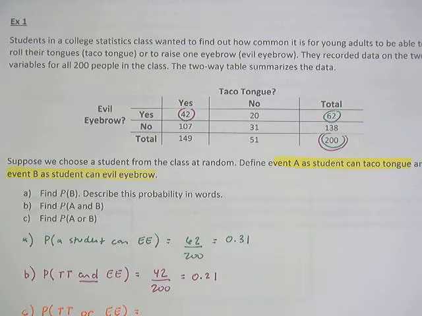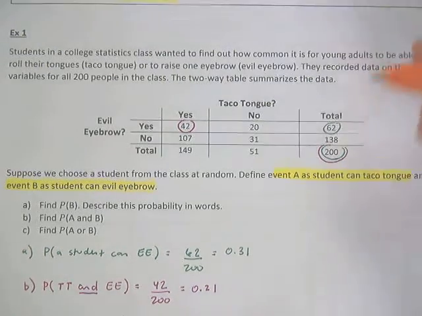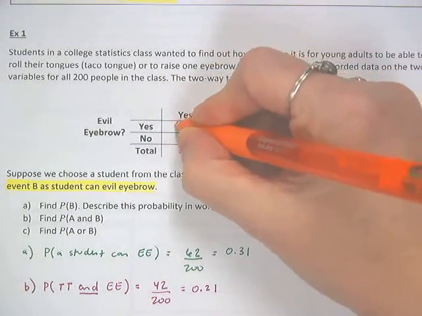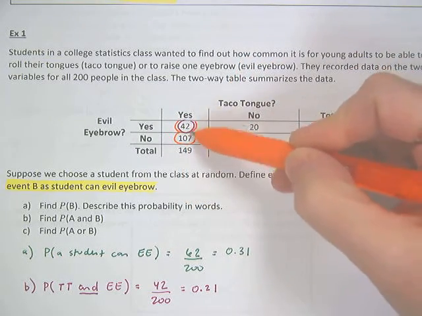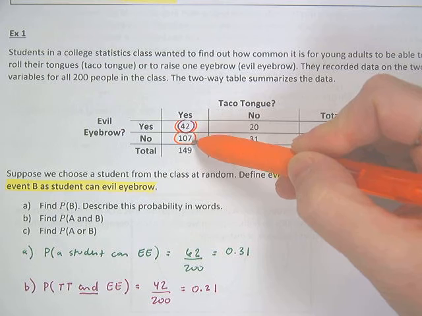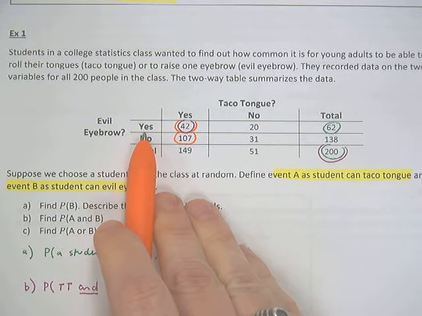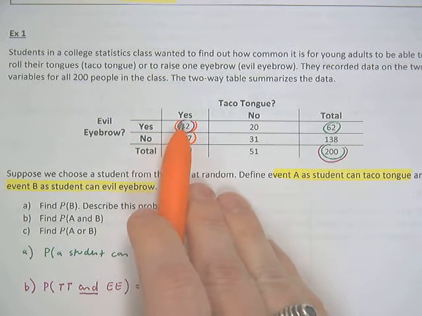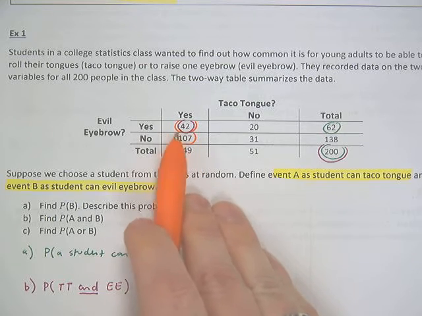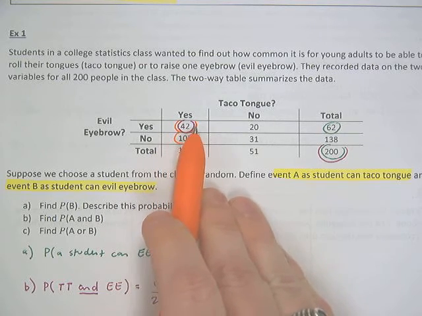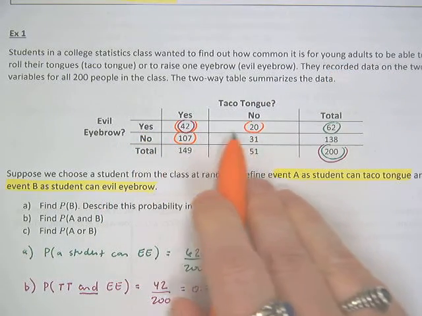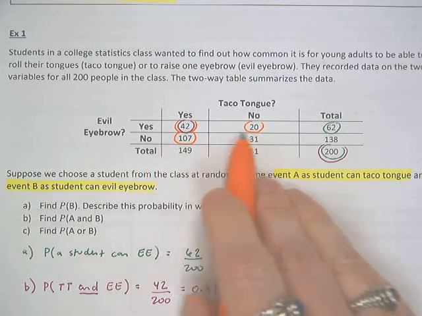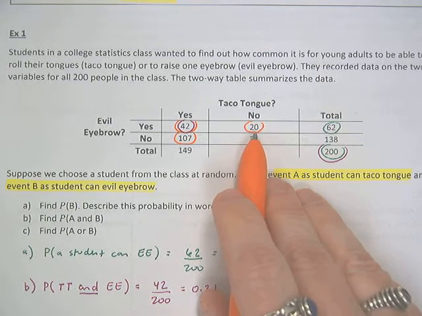Anybody that said that they can taco tongue, yes, yes, the 42 and the 107 are both included. Well, anyone that said that they can evil eyebrow is also included. I don't want to circle that 42 again because I've already counted those students once, but I need to also include this category over here that says yes, they can evil eyebrow even though they can't taco tongue.